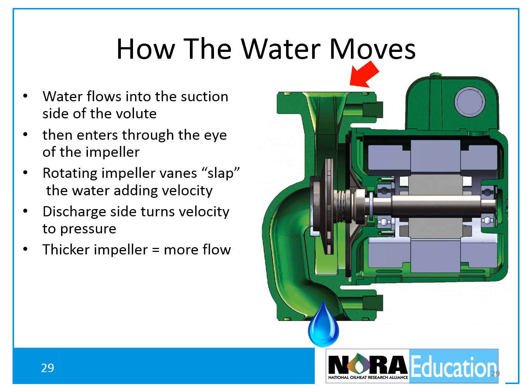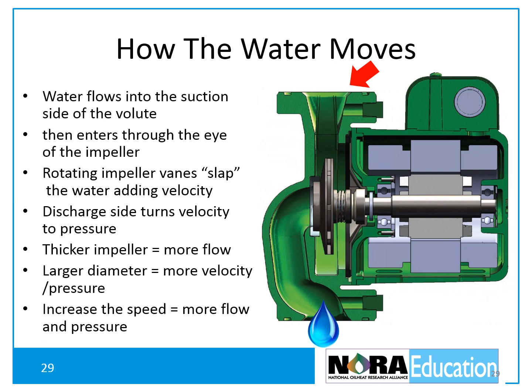The thickness, diameter, and construction of impellers all play a role in the performance of the circulator. The thickness determines its flow capacity. The thicker impellers produce more flow. The diameter determines the velocity the circulator can impart. The larger the diameter, the more velocity the circulator can impart, and the more pressure it can produce.